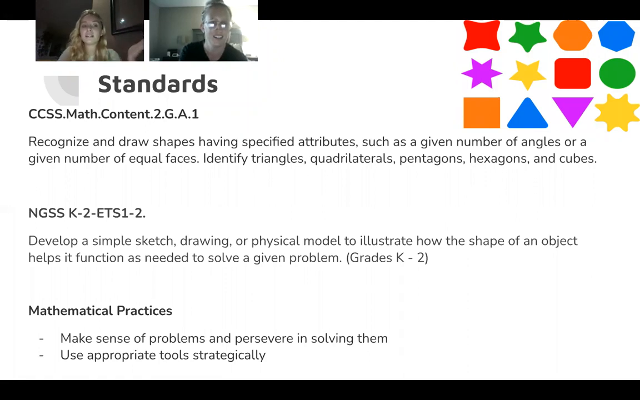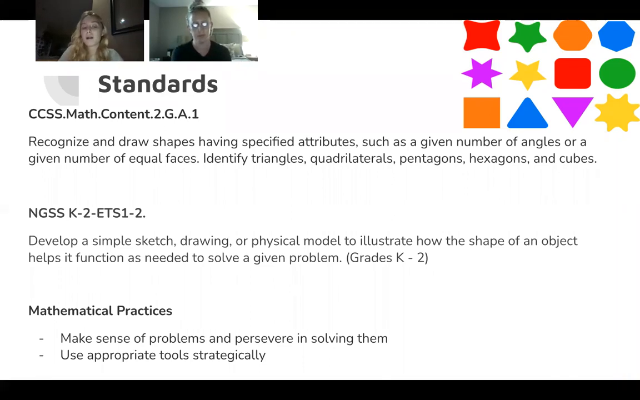The math standard is to recognize and draw shapes having specified attributes, such as a given number of angles or a given number of equal faces. Identify triangles, quadrilaterals, pentagons, hexagons, and cubes. The science standard is to develop a simple sketch, drawing, or physical model to illustrate how the shape of an object helps it function as needed to solve a given problem.